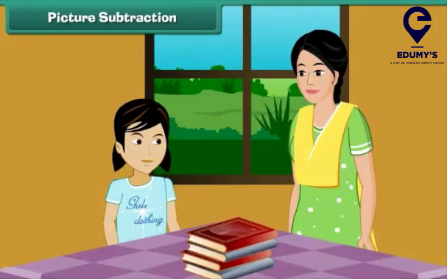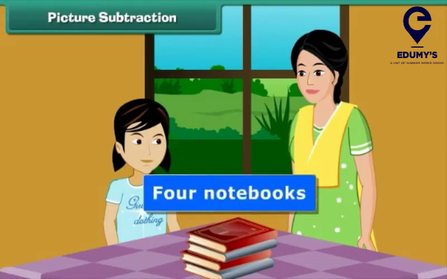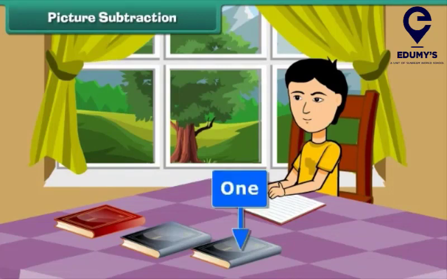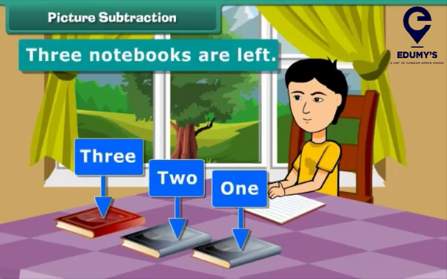Picture subtraction. Aditi's mother bought 4 notebooks. Her brother Sameer took one to do his English homework. How many notebooks are left? 1, 2, 3. 3 notebooks are left.